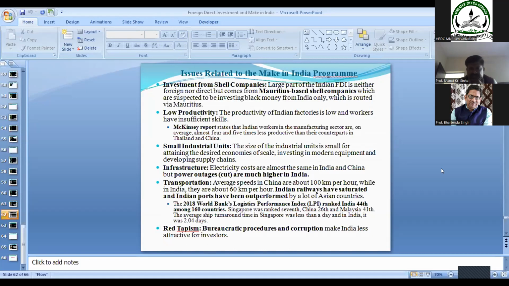Another issue is infrastructure. Electricity cost is the same in India and China, but power cuts in India are much higher than in China. Transportation: average speed in China is 100 km per hour, while in India it is 60 km per hour. Red tape is also a problem in India. Bureaucratic procedure and corruption are also issues associated with the Make in India program.